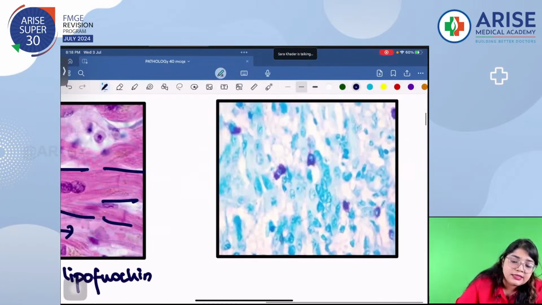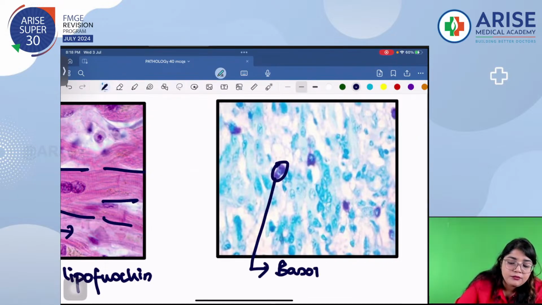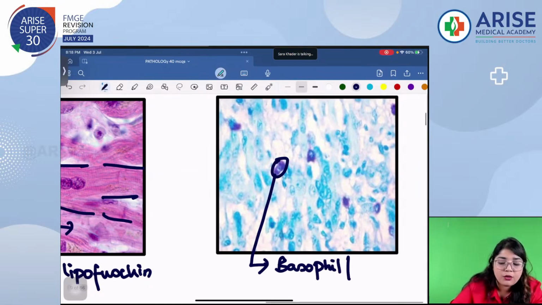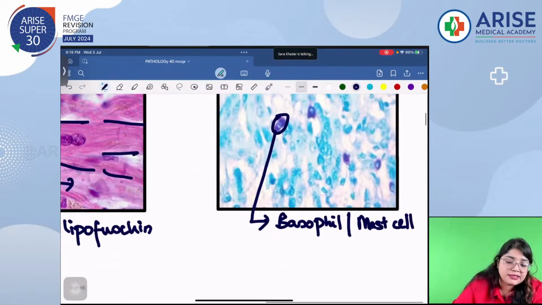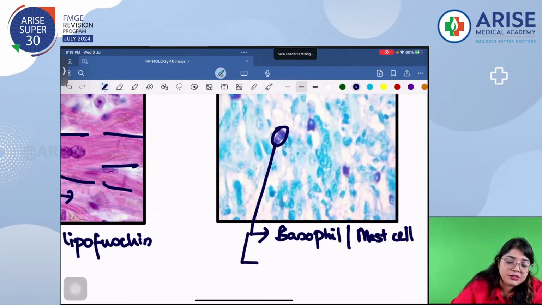What about this? This is actually either your basophil or your mast cell. Okay, mast cell. And what is the stain that we use here? We use the stain toluidine blue. Very good. Toluidine blue.